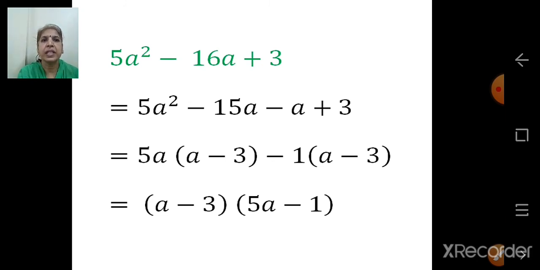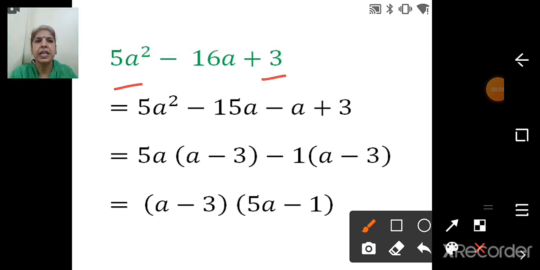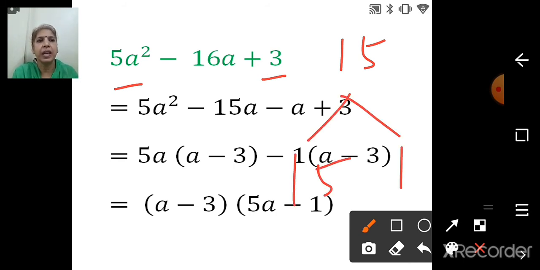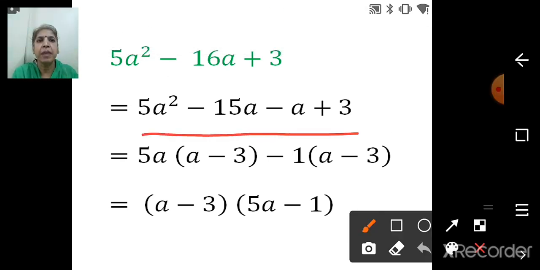Next one is 5a square minus 16a plus 3. Coefficient of square term is 5. Multiply with 3. So 5 3s are 15. Factors of 15, which one we will take? 15 and 1. What about the sign? Product is positive. Sum is negative. So both will have the same sign. Both will get negative sign. Factors are negative 15, negative 1. So we will be writing now 5a square minus 15a minus a plus 3.